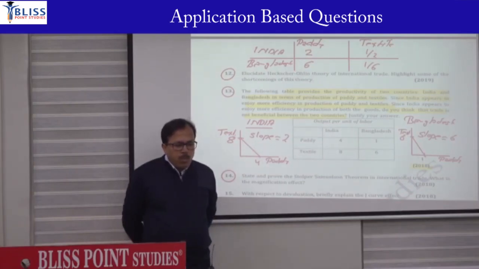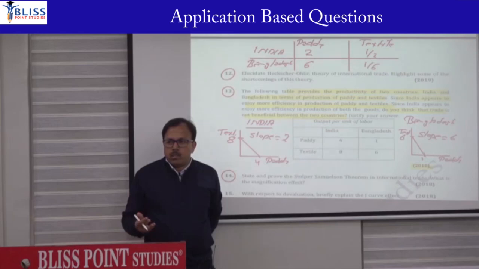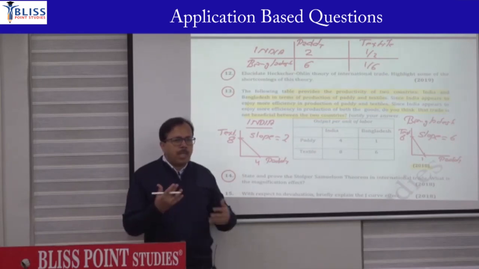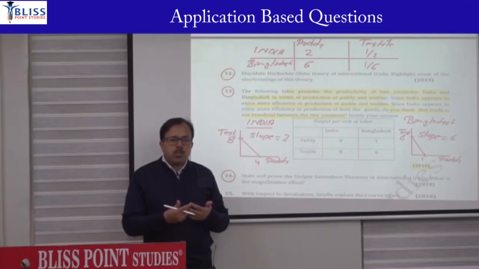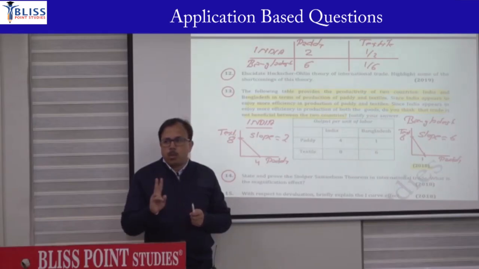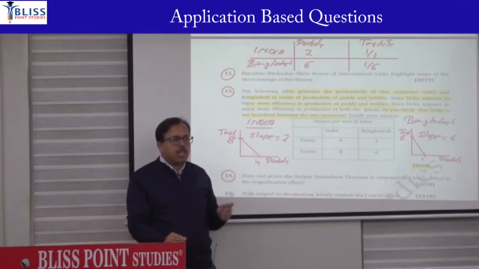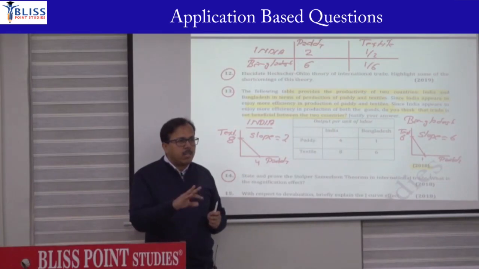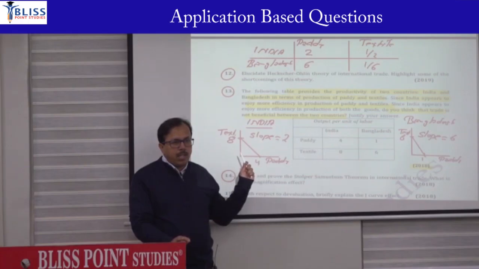Further, there the statement is: what is the pattern of trade. What is the pattern of trade here, which country will export what. If India has comparative advantage in paddy, India will produce only paddy. That is called complete specialization. You are not producing both products, you are producing only one product, only paddy. A complete specialization. When you produce both products, then it is incomplete. When you are producing only one product, it is complete. So what is the pattern of trade here? India is specializing in paddy, so India will export paddy in exchange for textile.